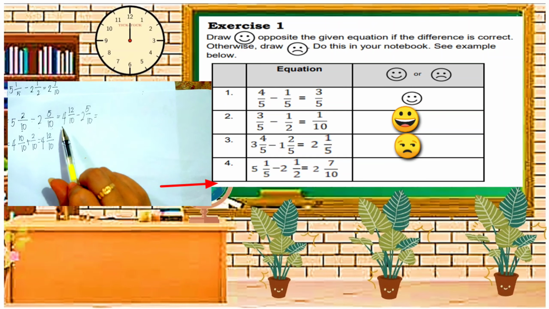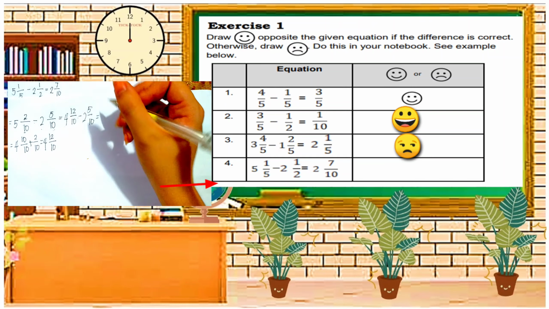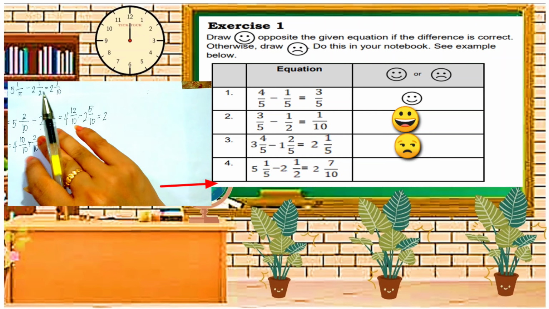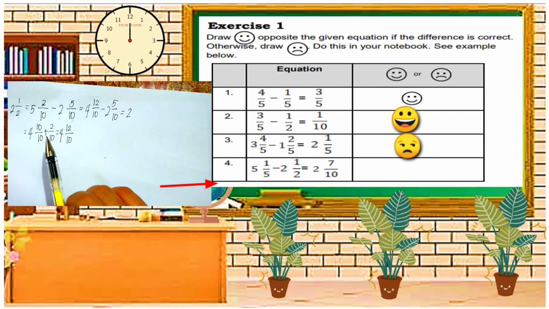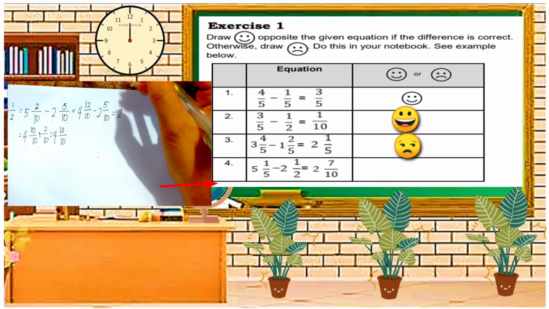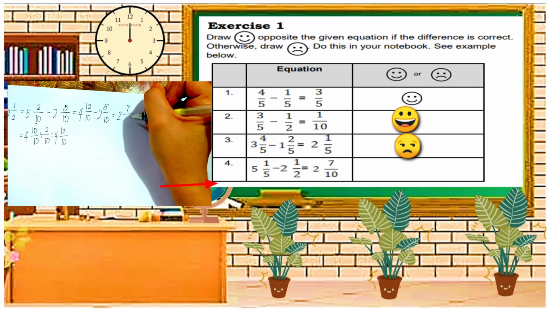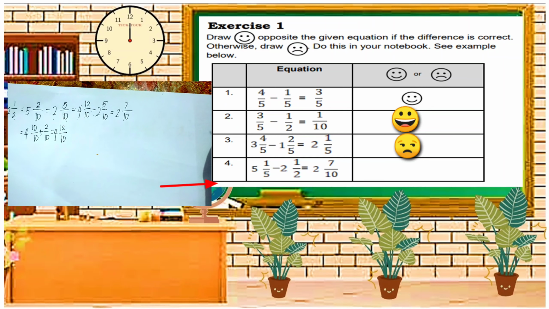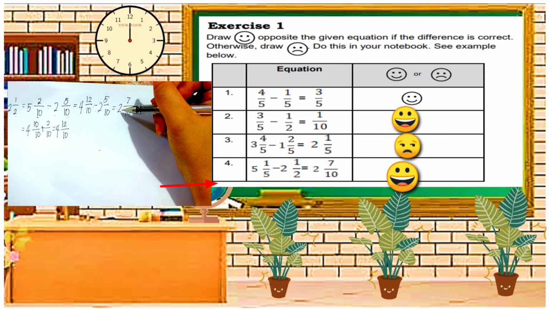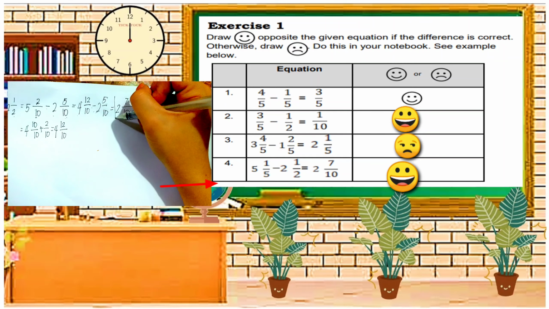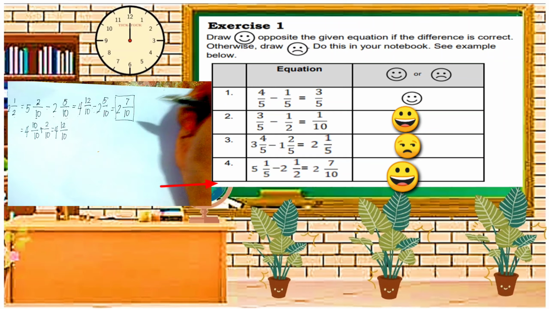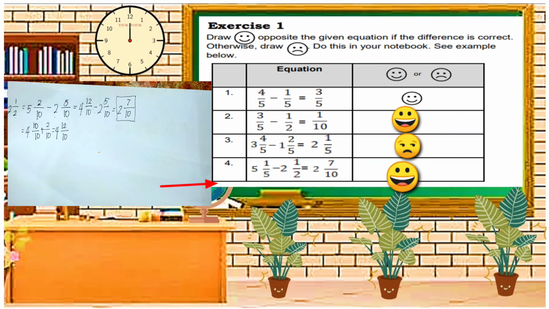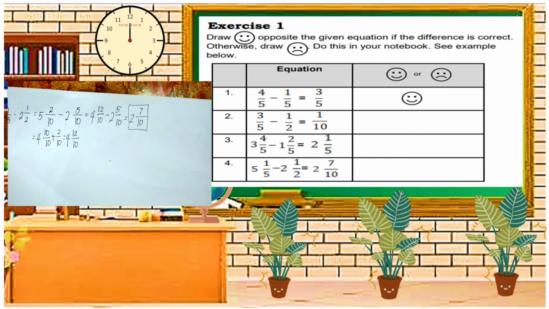So let's subtract the whole numbers. 4 minus 2, 2. 12 minus 5, 7. And copy the common denominator. Since 2 and 7 tenths is in lowest term, no need to reduce it to lowest term. So that is the final answer.